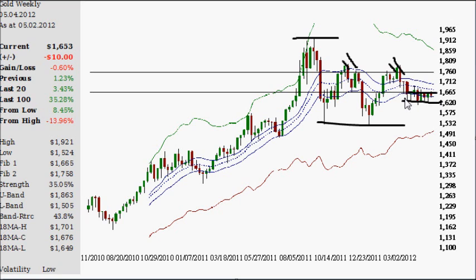Any move below 1620 would set up yet another test of the 1500 and change mark. Now, that was the bad news.